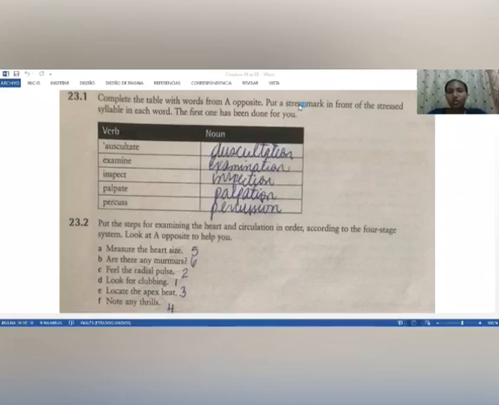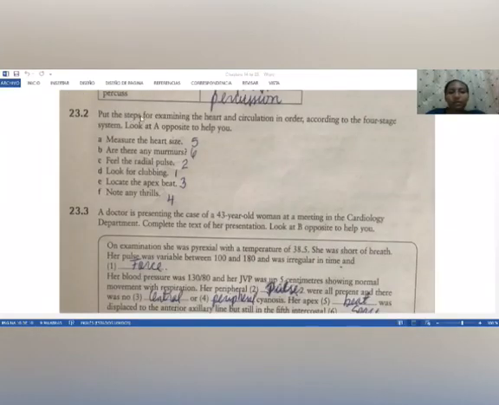Complete the table with words from A opposite. Put a stress mark in front of the stressed syllable in each word. The first one has been done for you. Verb: auscultate, noun: auscultation; examine, examination; inspect, inspection; palpate, palpation; percuss, percussion.